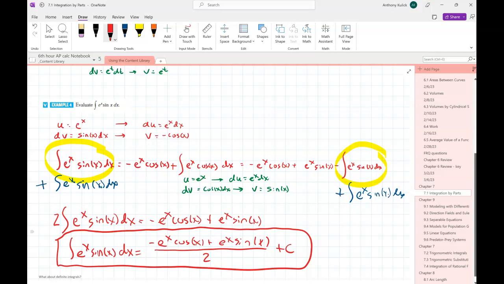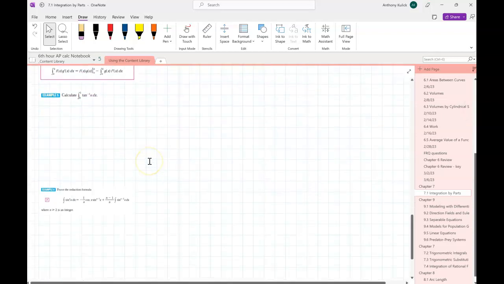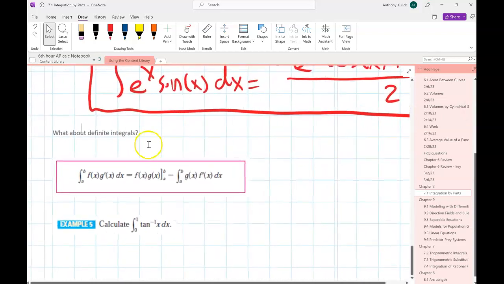Okay, so this has all been working with indefinite integrals, right? If I do the same thing with a definite integral, there's no big deal, right? All that's happening is we evaluate uv from a to b, and we do our integral from a to b, just like we'd expect.